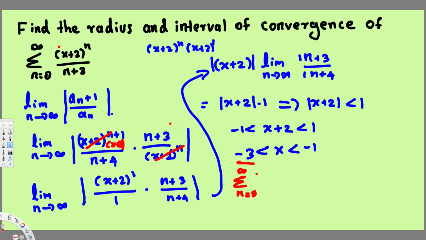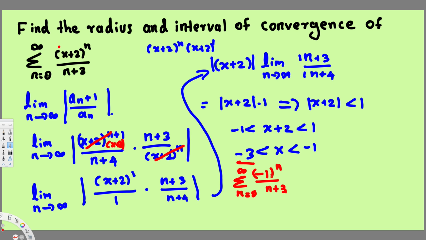-3 plus 2 is going to be -1, right? So we have (-1)^n over n plus 3. And if you notice, this is an alternating series. Whenever we have an alternating series, to find whether it converges, we take the limit, and it has to be equal to 0, and the function has to be decreasing. If one of them fails, that means that this series diverges.